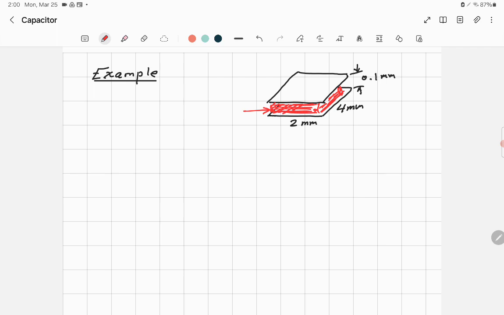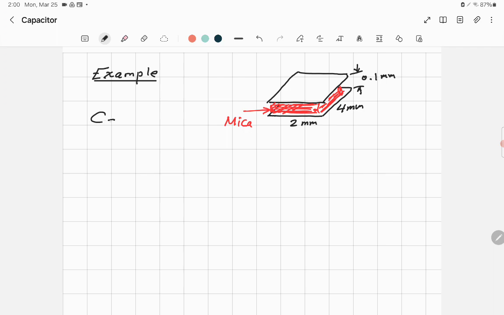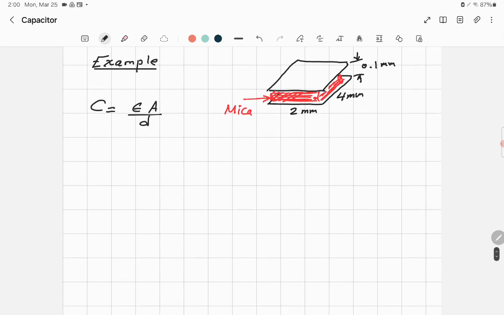Let's say it's made of, I'll just look at the table, mica. All right, mica. Find the capacitance. So C is equal to epsilon times A over D. First, I'll find the epsilon. Epsilon is equal to epsilon R times epsilon naught.